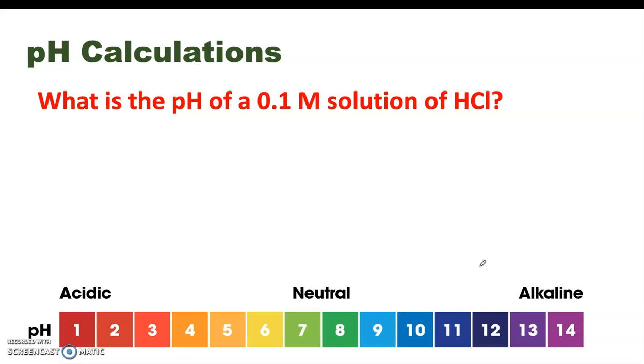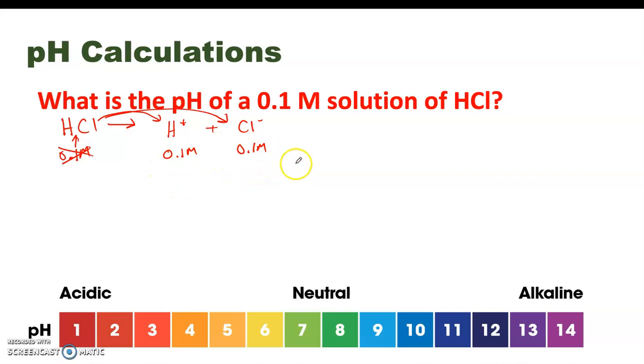So let's do an example calculation here. What is the pH of a 0.1 molar solution of HCl? Now we know that HCl is a strong acid, so it breaks up into H plus and Cl minus ions. If we've got 0.1 molar concentration of this, 100% of that breaks up into these ions. That means that we have none of this left over, and it all turns into this. So we end up with 0.1 molar of each of these different ions.